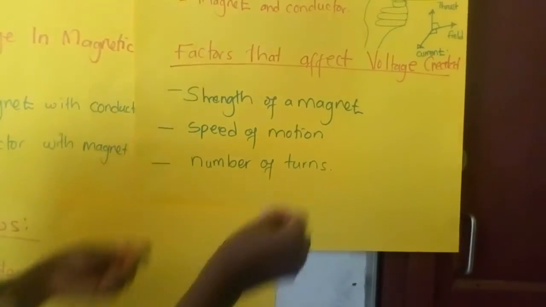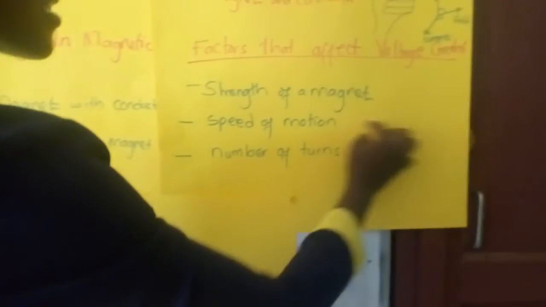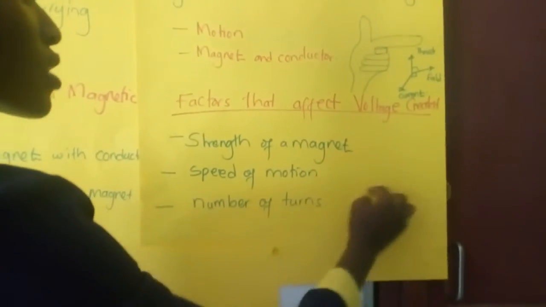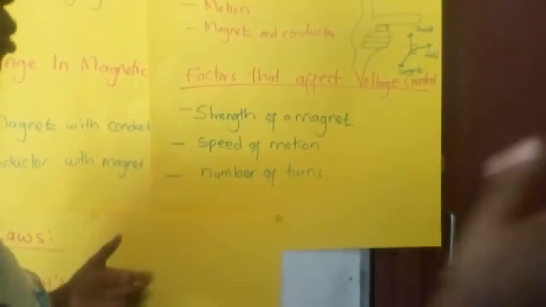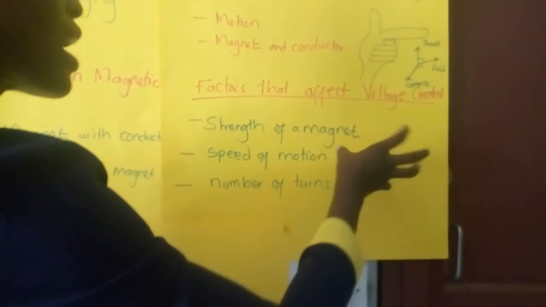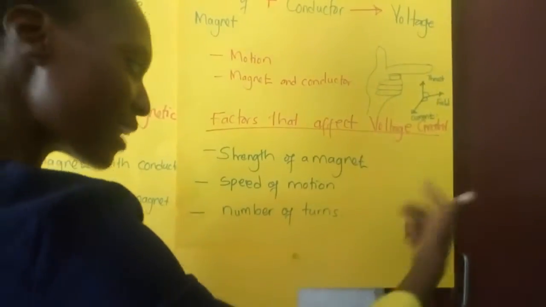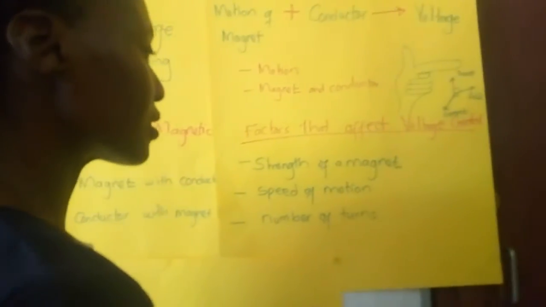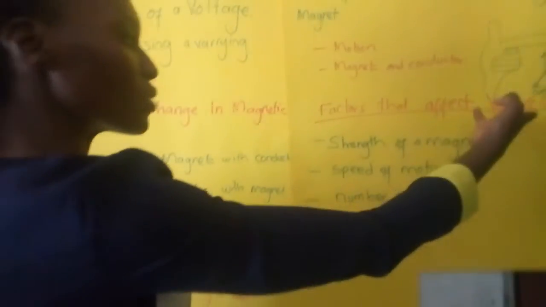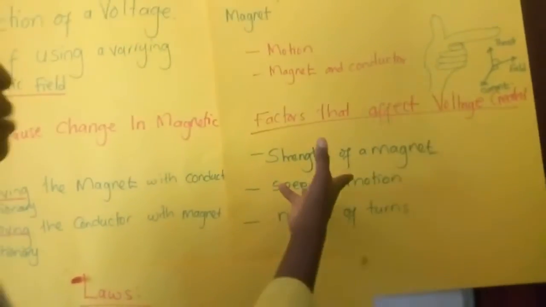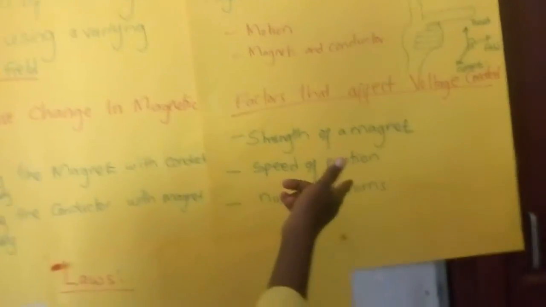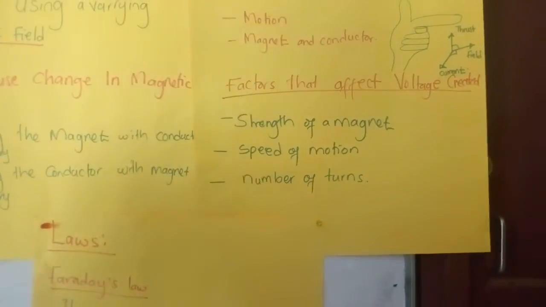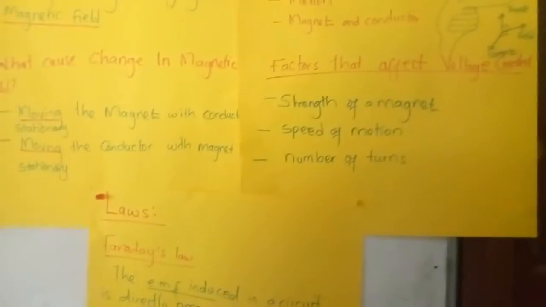If you use just a wire, it is different from when you use a coil. When you use a coil, the effect that you get is greater compared to when you use just a straight wire. And again, when you use a coil of many turns, it creates a greater effect compared to when you use a coil of fewer turns. So we need to know that to increase the voltage, we need to increase the strength of a magnet, the speed of motion of either the magnet or the coil, and the number of turns. That is the only way for us to create a higher voltage.